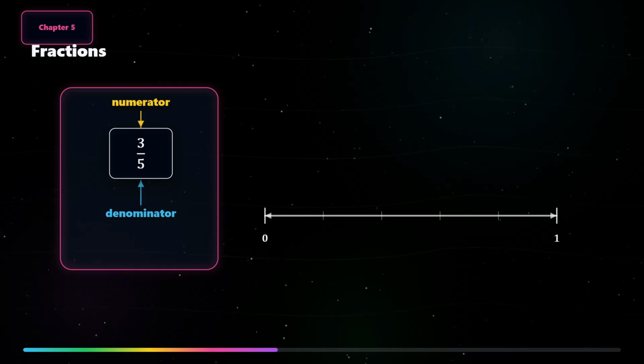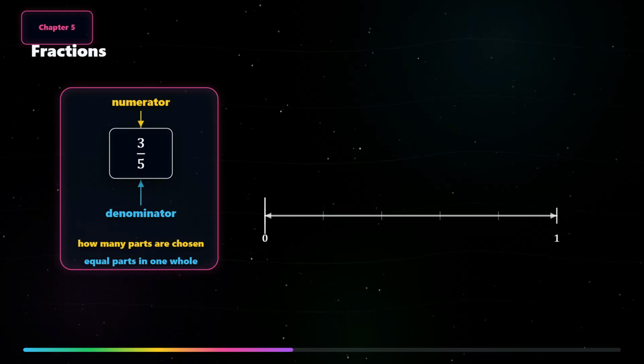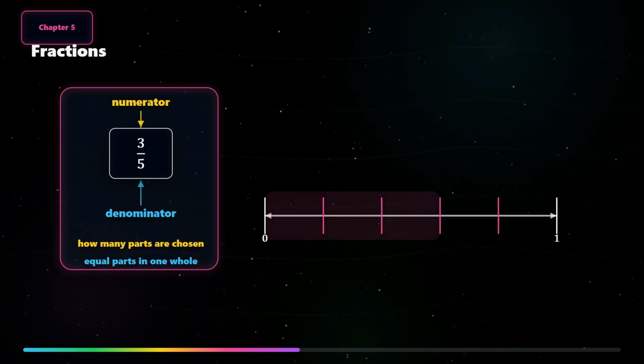The denominator tells you how many equal parts the whole has been split into. In 3/5, the denominator is 5, so the interval from 0 to 1 is split into 5 equal parts. The numerator tells you how many of those parts you count. In 3/5, the numerator is 3, so you count 3 equal jumps from 0. That word equal matters. If the parts are not equal, the fraction has not been placed correctly. Fractions only make sense on a number line when the spacing is even. So 3/5 means 1/5, 2/5, 3/5.